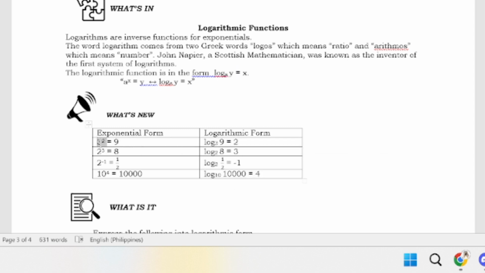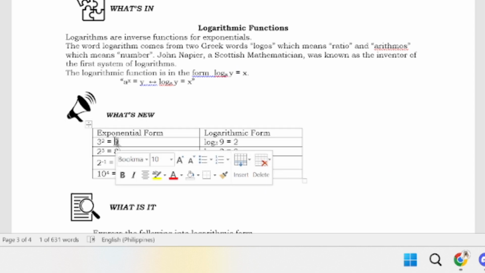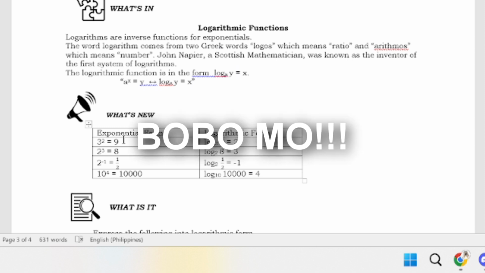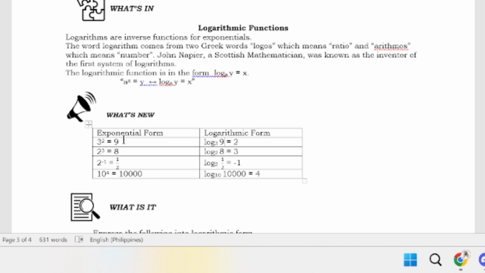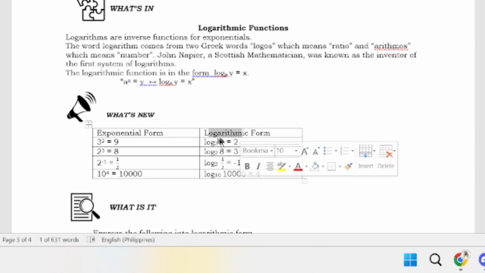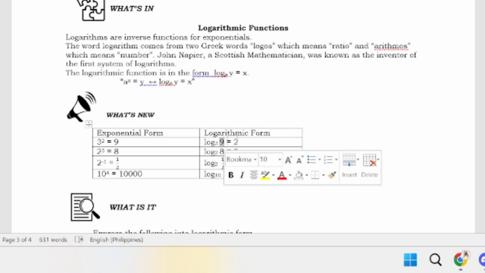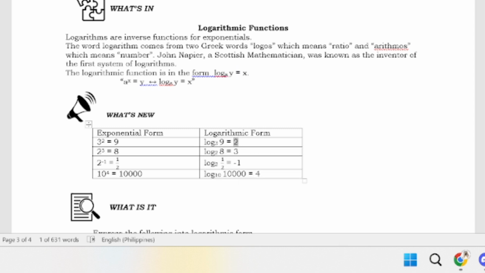The base still retains its first position, but the exponent is pushed all the way to the third, and the answer is now in the middle. As you can see, that's just 3 squared, which is 9. If we were to change that logarithmically, we just add the word log, short for logarithmic, add the base, then add the answer that equals the exponent, and then just add the exponent overall.